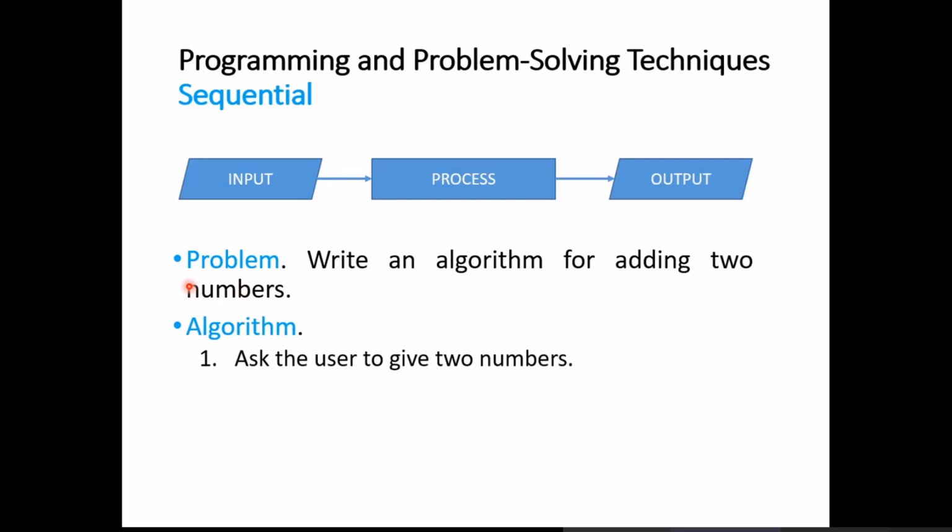Step number 1, ask the user to give 2 numbers. What is the problem? Adding 2 numbers. Of course, the computer cannot add 2 numbers without having these 2 numbers. So the first thing, we tell the computer to ask the user to give the 2 numbers. Next, we read the 2 numbers. It's like you write it down, but in terms of programming, we say save them. So first you ask the user, and then you take the 2 numbers.